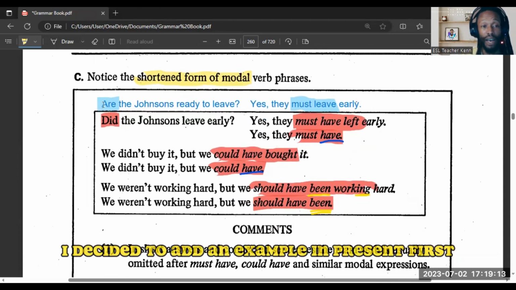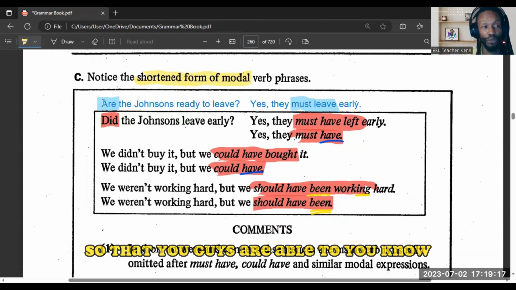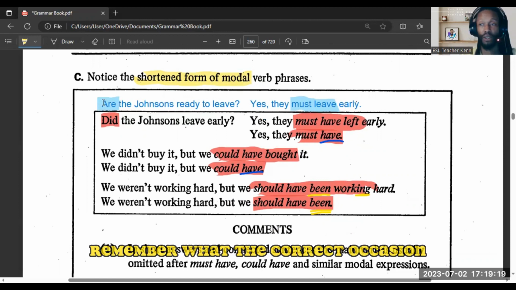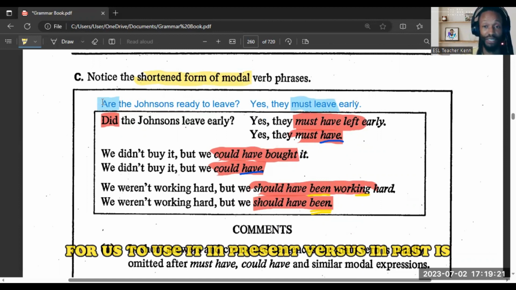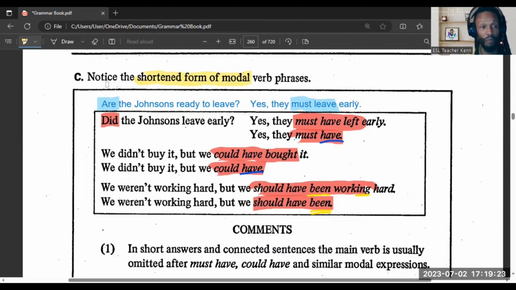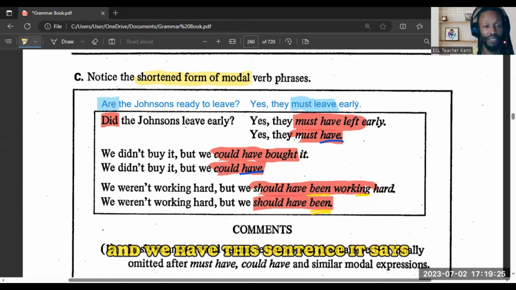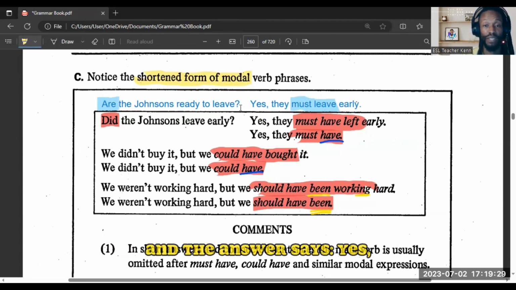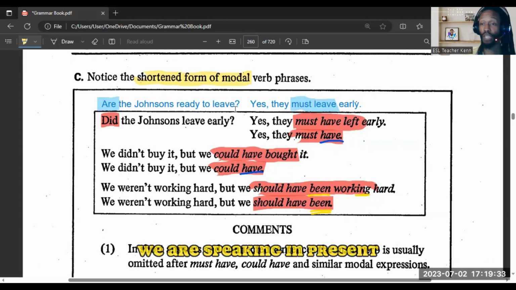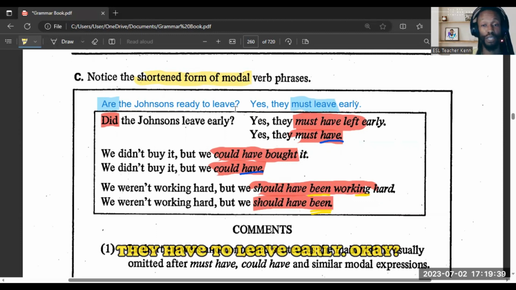I decided to add an example in present first so that you guys are able to remember what the correct occasion is for us to use it in present versus in past. And we have this sentence. It says, are the Johnsons ready to leave? And the answer says, yes, they must leave early. We are speaking in present. Must, in this case, is speaking about an obligation. They have to leave early, okay?